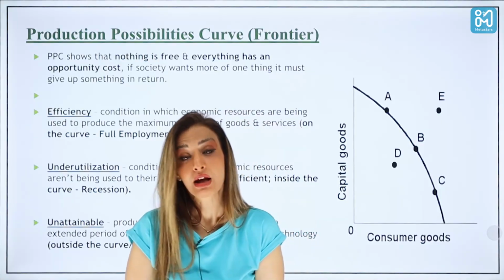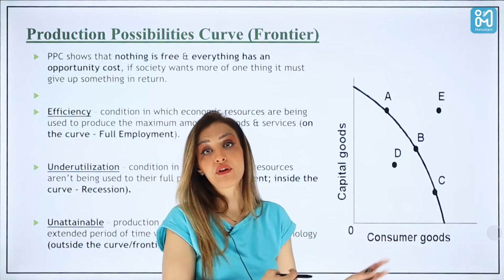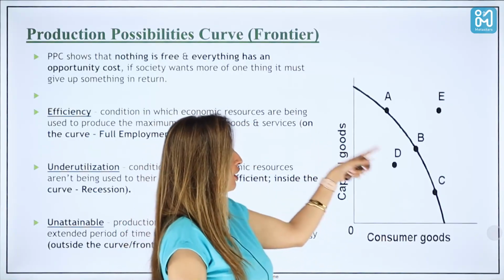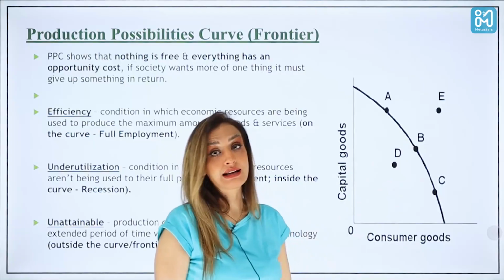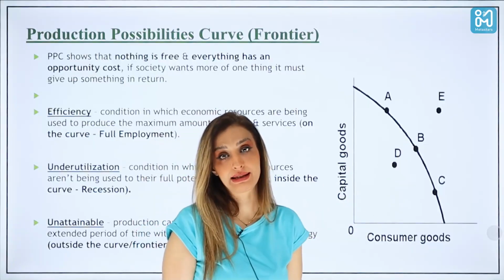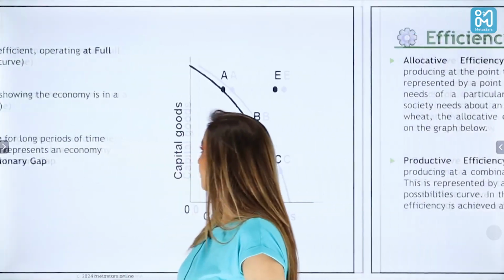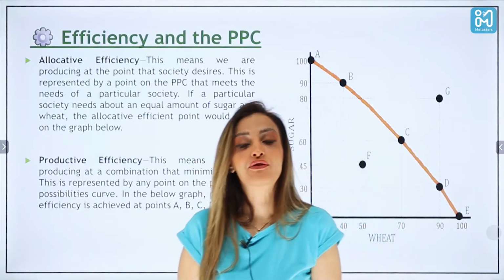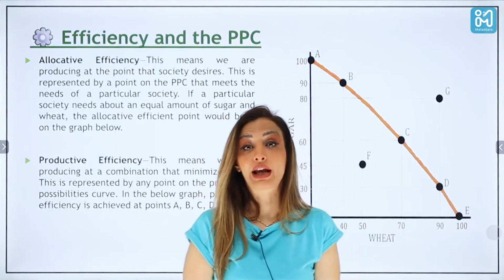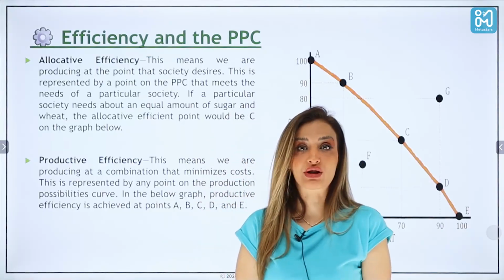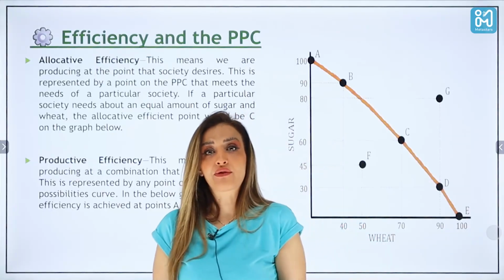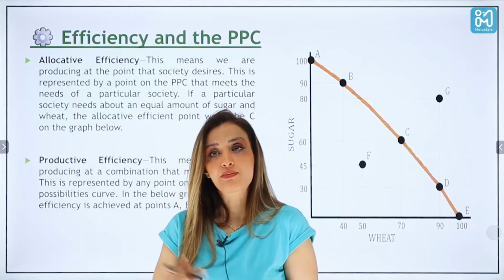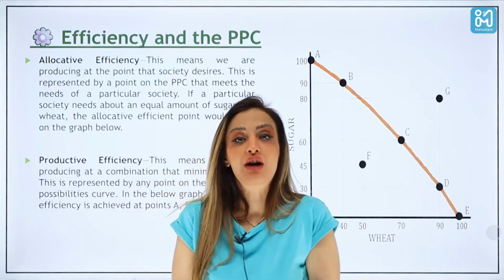That's not a problem. But since I'm talking about this graph and explaining each point: A, B, C are efficient, E unattainable, D underutilization. Okay, now it's already explained. Now let's complete. We have two types of efficiency: allocative efficiency and productive efficiency. When I talk about allocative efficiency, it means that I am producing at a point that my society desires.